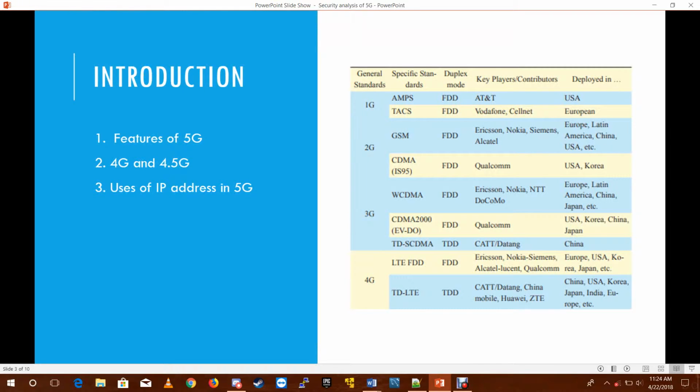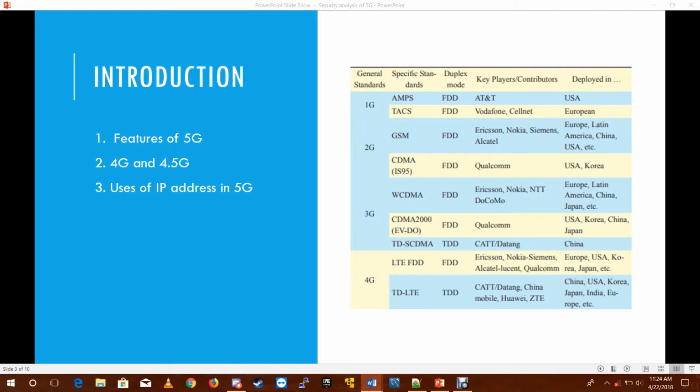In the introduction, it discusses 5G features, 4G and 4.5G, and the use of IP addresses in 5G when there are multiple inputs and multiple outputs, that is MIMO. Then IPv4 is insufficient to use, so IPv6 will be deployed for 5G.